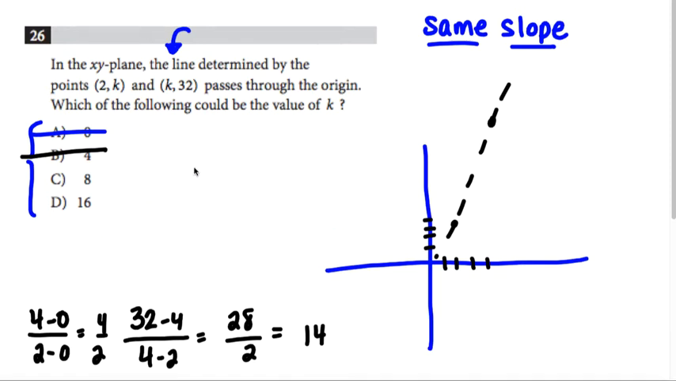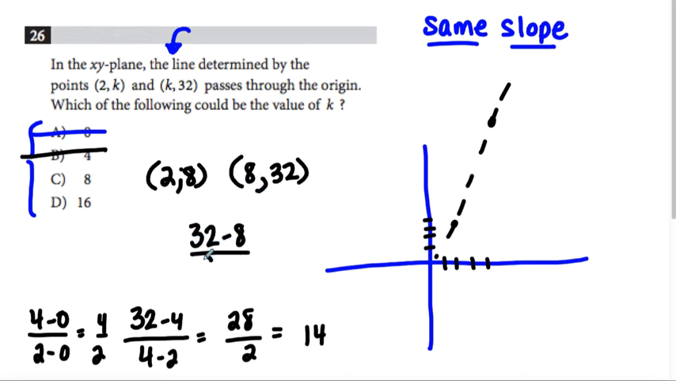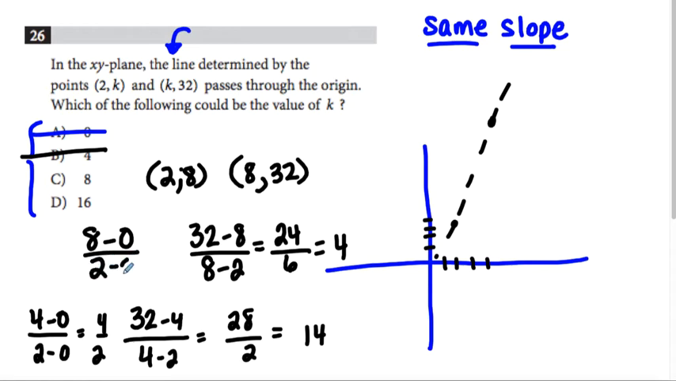Now I'm going to try some more. I'm going to try 8. So (2, 8) and (8, 32). I'm going to calculate their slopes. 32 minus 8 over 8 minus 2 gives me 24 over 6, which is 4. Now I'm going to do the same thing with (0, 0) and (2, 8). 8 minus 0 and 2 minus 0 gives me 8 over 2, which also is 4. So that tells me that k has to be 8.